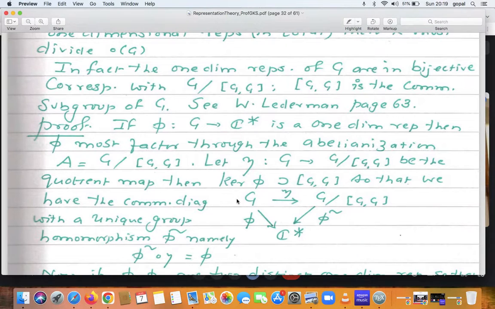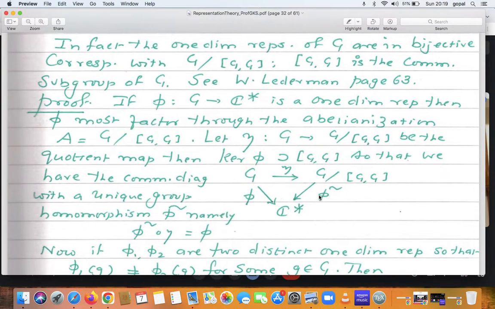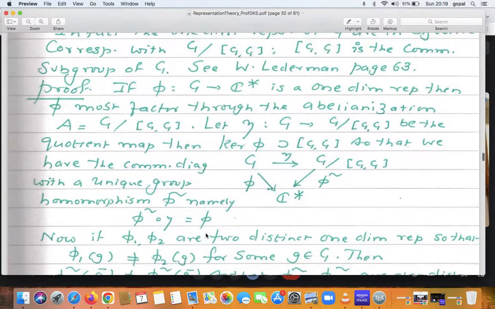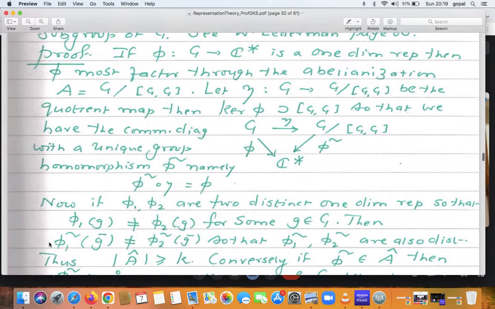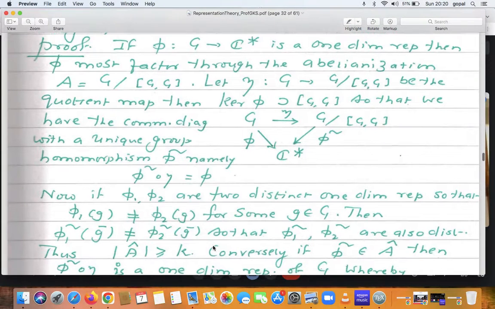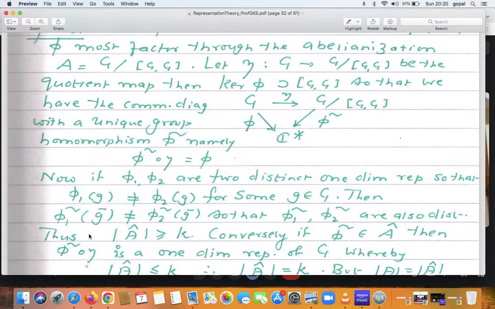So we have a commutative diagram: from G to the quotient via eta, from G to C star, and from the quotient to C star. There is a unique homomorphism phi tilde such that phi tilde composed with eta is phi. Now if phi 1 and phi 2 are two distinct one-dimensional representations, so that phi 1 of g is not equal to phi 2 of g for some g, then obviously phi 1 tilde of g bar is not equal to phi 2 tilde of g bar by this very definition. So phi 1 tilde and phi 2 tilde are also distinct. So the size of the dual group A hat is greater than or equal to k.